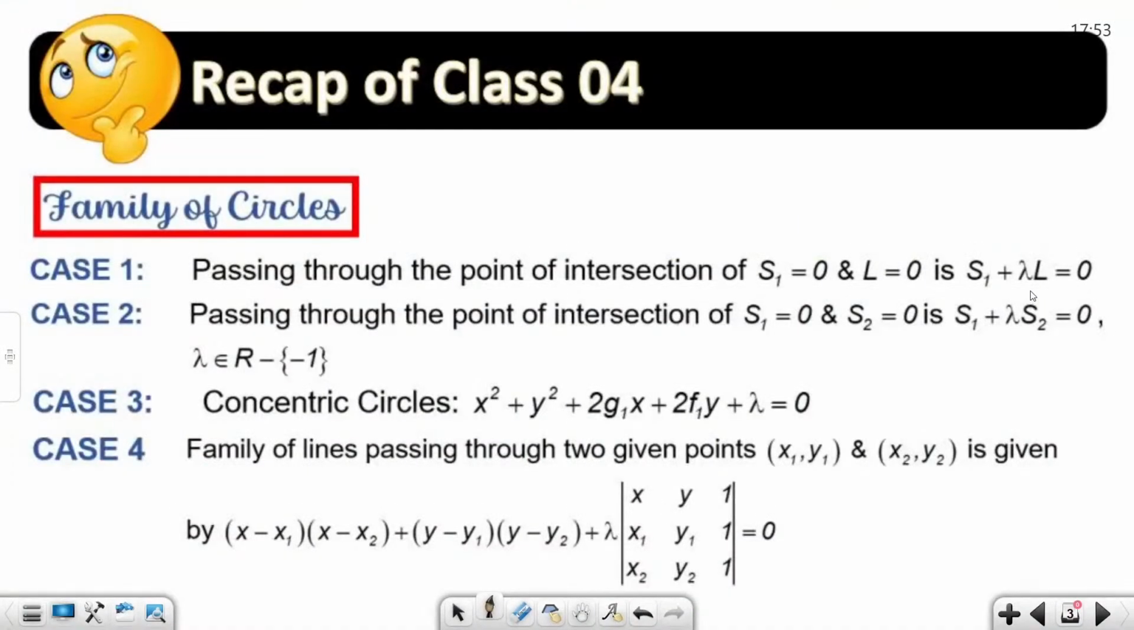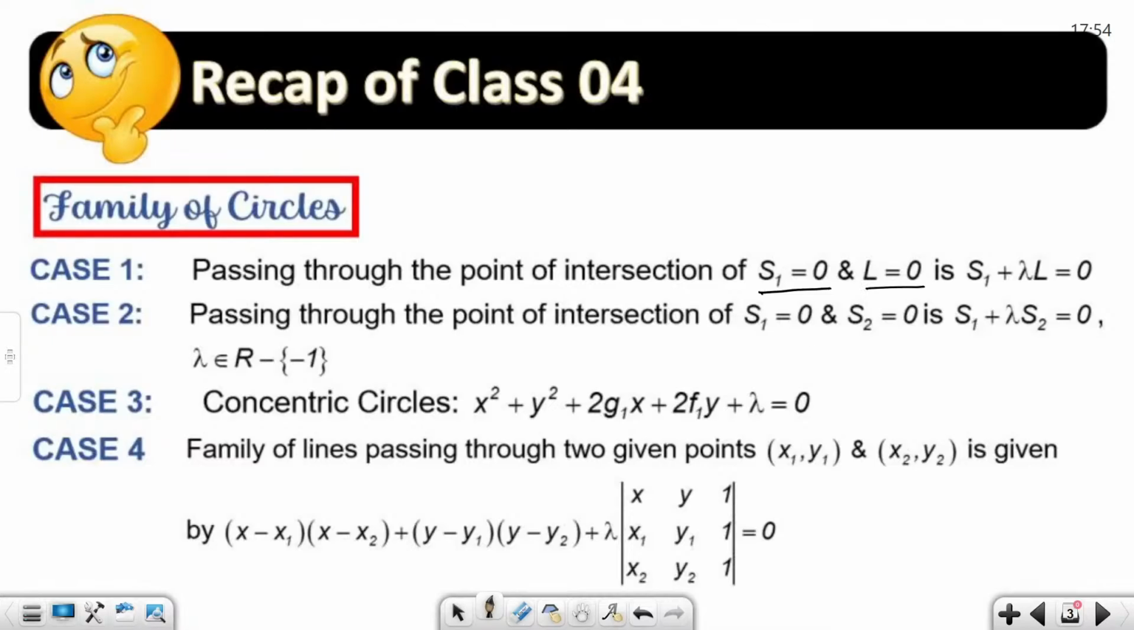So this is the synopsis of my previous class. In that class, I have discussed about the family of circles, where I have considered 5 cases. So let me just go through a very quick revision before starting the new topic today. So, passing through the point of intersection of a circle and a line.